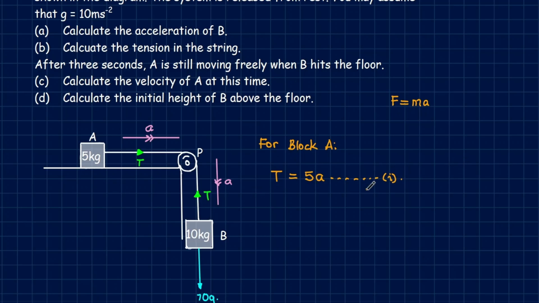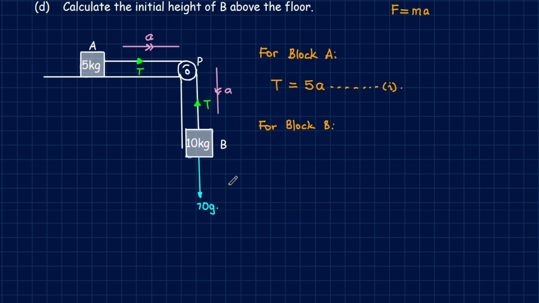Now let's go ahead and look at block B. Here, the resultant force for block B is 10g minus the tension T. It must give us the mass, that is 10, times the acceleration a. So we can call this equation number 2. After that, we can get rid of the tension by substituting equation 1 in equation 2.